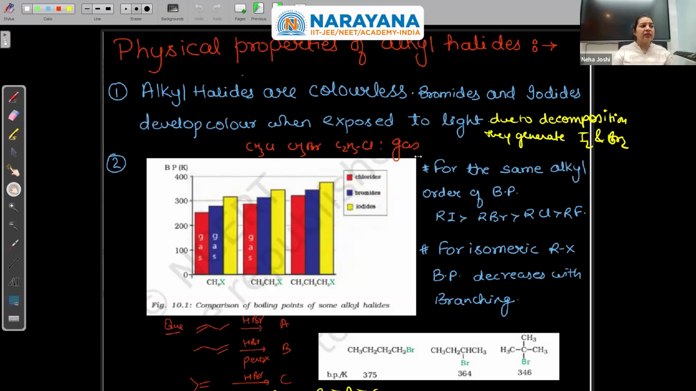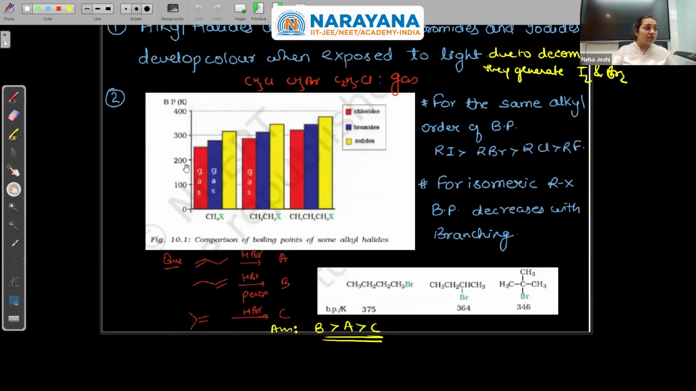But I'm not saying that this is going to be always. You can't say that this is going to be always. This is going to be only when they are exposed to light. If they are freshly prepared, then bromides and iodides are also colorless. Is that okay? Now see this.